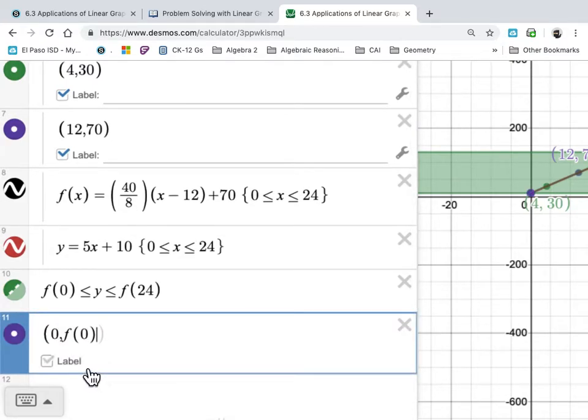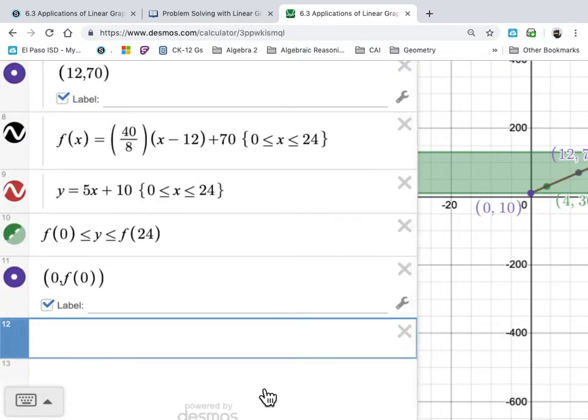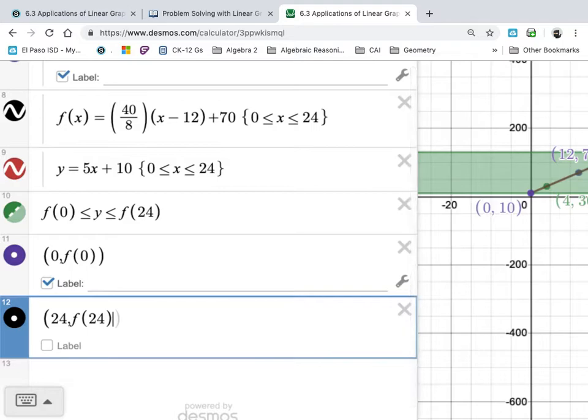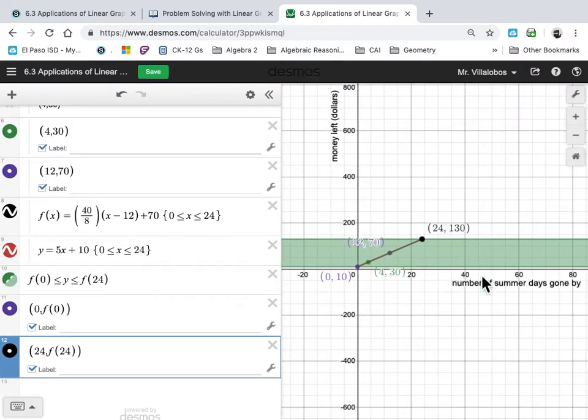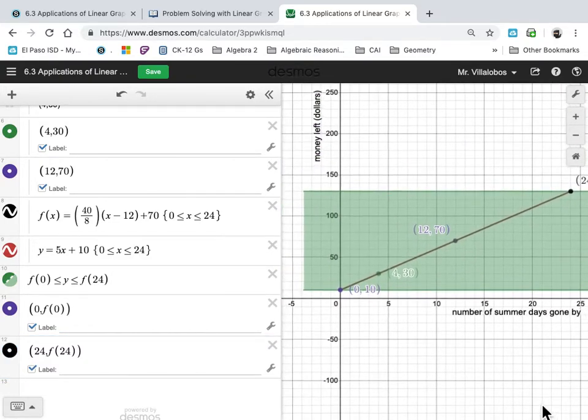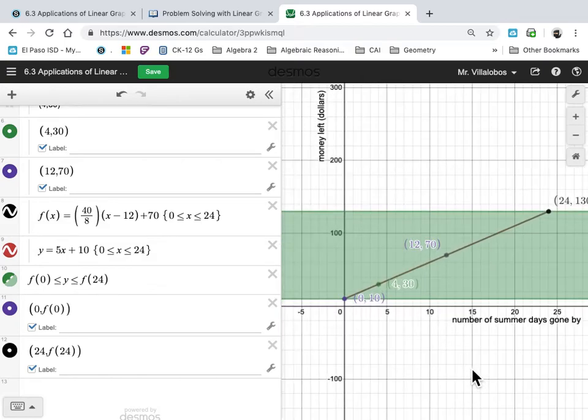And I can label it. $10 is my minimum. I got to pay them. But if I sell all 24, I can label that. And you see that at 24 candles, I make $130. So here's the whole story graphically.